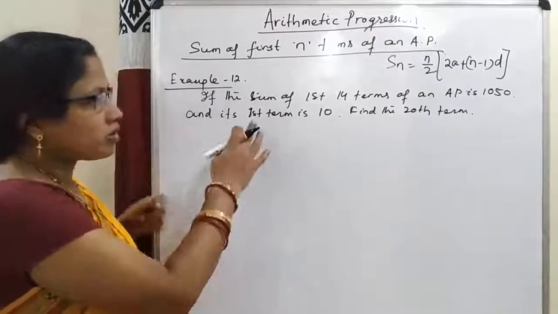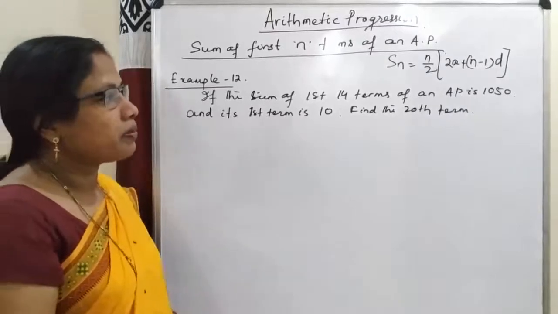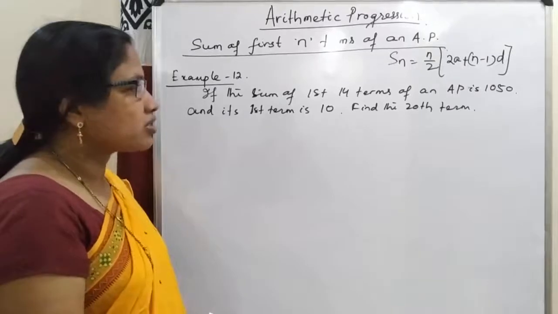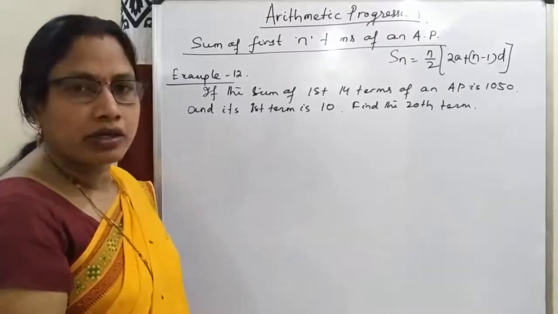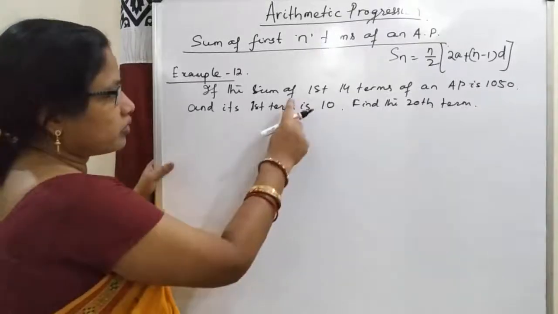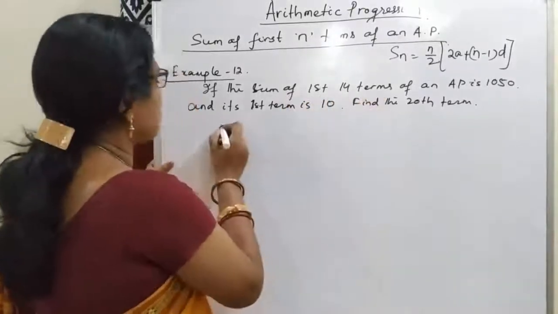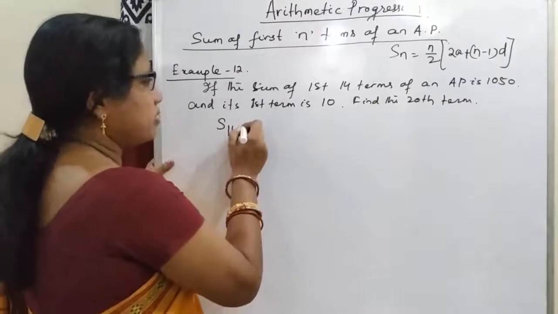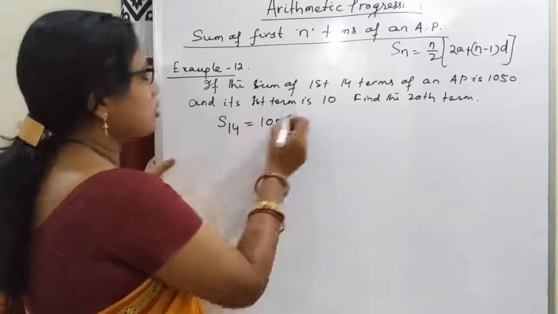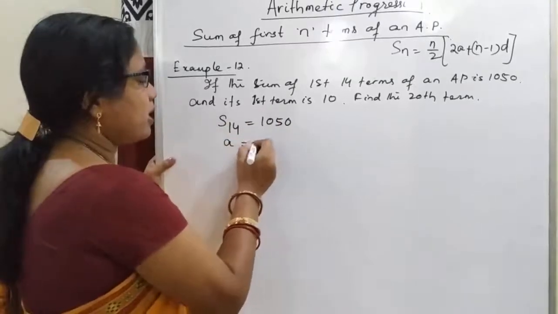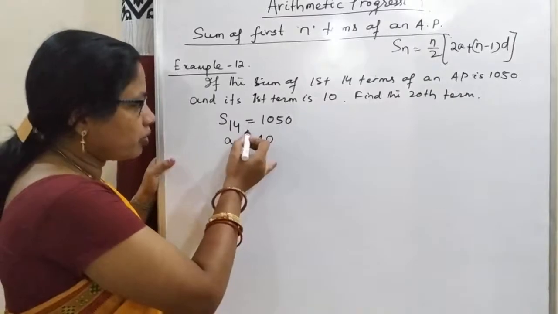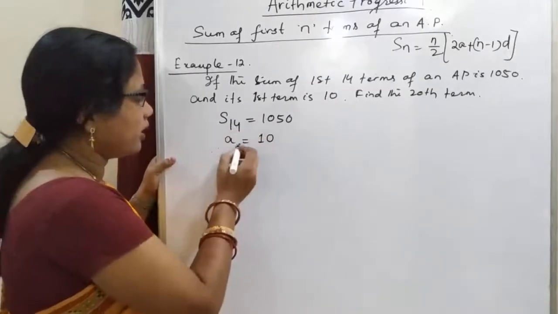Next example, if the sum of first 14 terms of an AP is 1050 and its first term is 10, find the 20th term. So here what are given? The sum of first 14 terms, that means S14 is given, this is equal to 1050. Then its first term is 10, that means A is 10. So first we will put in the formula S14.